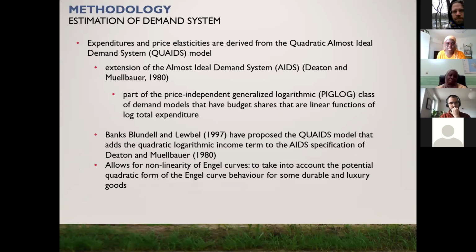To compute expenditure and price elasticities, we estimated a demand system model. Specifically, we estimated a quadratic almost ideal demand system model, which is an extension of the almost ideal demand system, which is part of the price independent generalized logarithmic class of demand models. These types of models have budget shares that are linear functions of the log of total expenditures, so they do not necessarily allow for non-linearity in the Engel curves. That is the reason why we decided to use the quadratic almost ideal demand system model that is well developed in Banks, Blundell, and Lewbel.